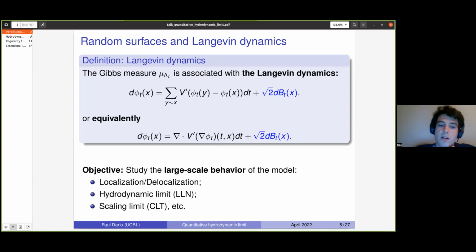One of them is localization, delocalization. You look at phi t of 0, you let this thing evolve for a very long time, and you ask, what is the typical size of this object? What will be more interesting to us is, is there a law of large numbers for this system, which is called the hydrodynamic limit? Another question, which is always quite recurrent in this kind of problem, is, once we have the law of large numbers, is there a central limit theorem, which we call a scaling limit?